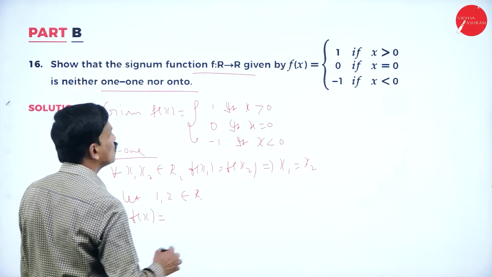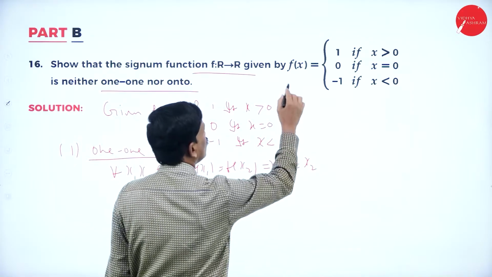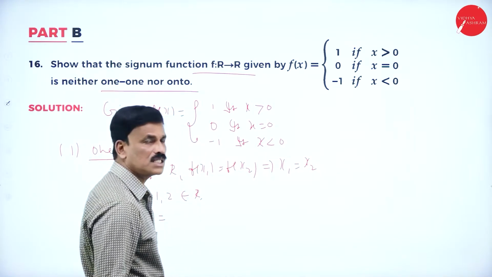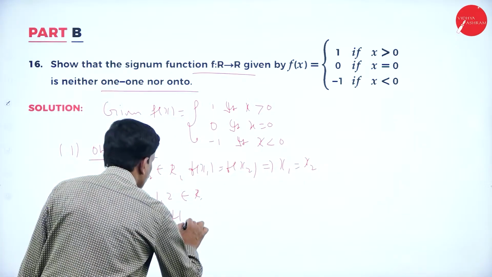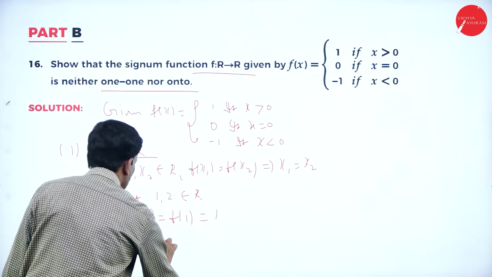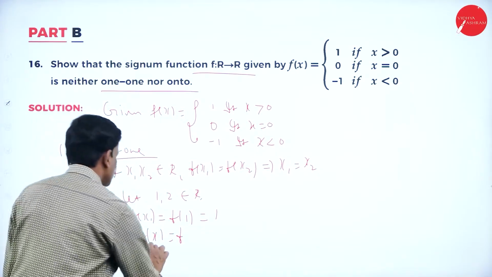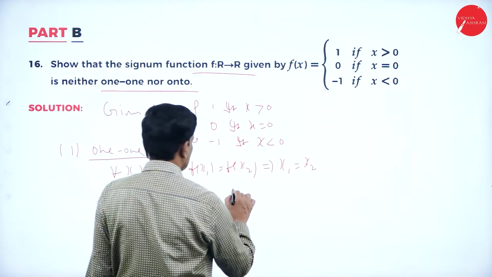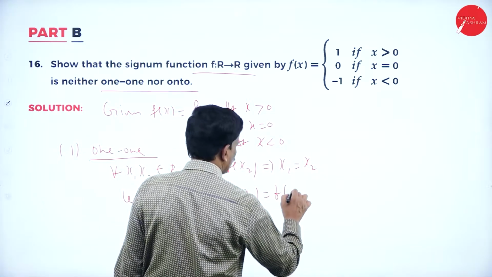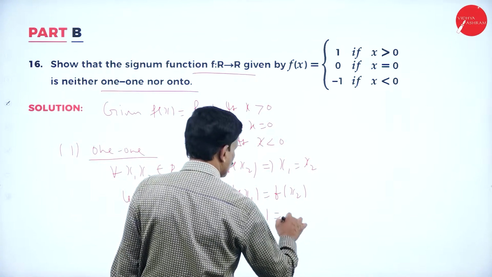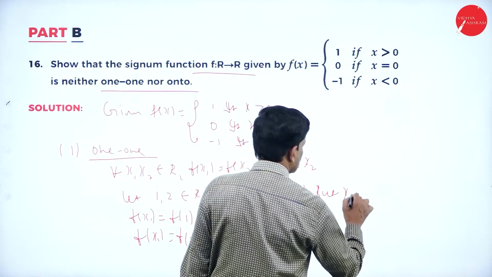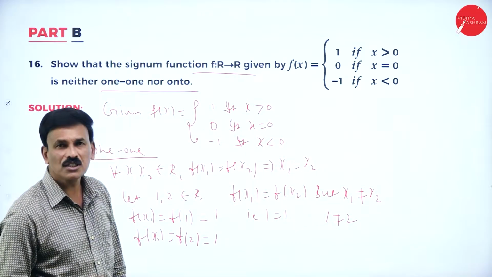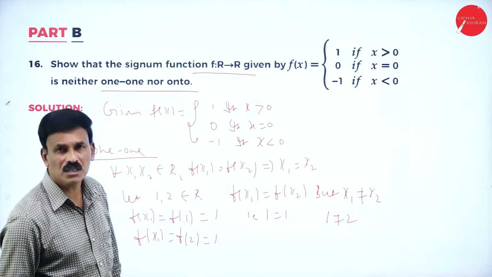Now what is f of x here? f of x is equal to 1 if x is greater than 0, f of x is equal to 0 if x is equal to 0, f of x is equal to minus 1 if x is less than 0. So f of 1 is equal to 1, and similarly, let us call it x1 and this x2, f of 2 is also equal to 1. So here f of x1 is equal to f of x2, that is 1 is equal to 1, but x1 is not equal to x2, 1 is not equal to 2.